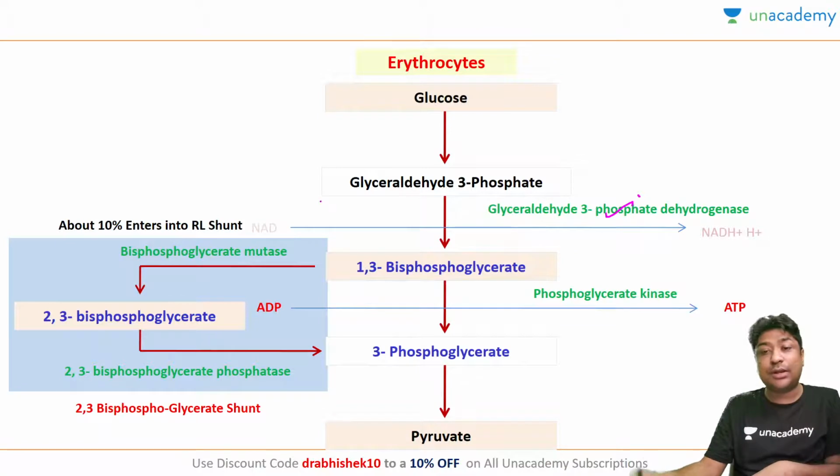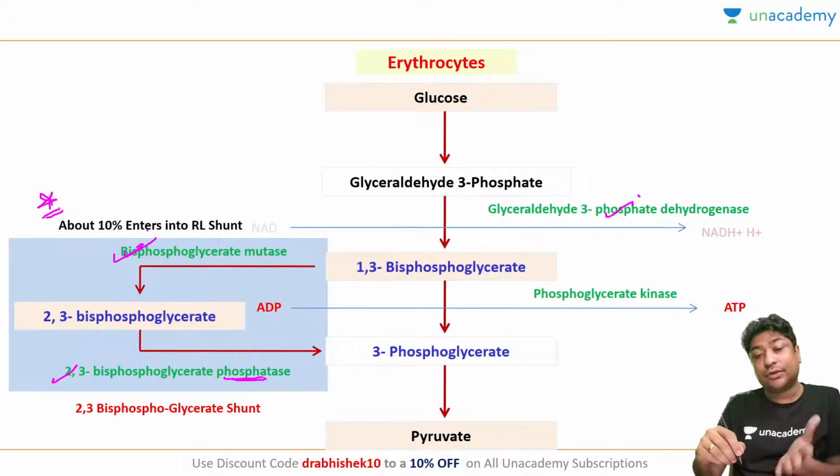This enzyme is called 2,3-bisphosphoglycerate mutase, and this is called 2,3-bisphosphoglycerate phosphatase, because it is going to remove the phosphate. So this is your Rapoport-Luebering cycle, or 2,3-bisphosphoglycerate shunt.